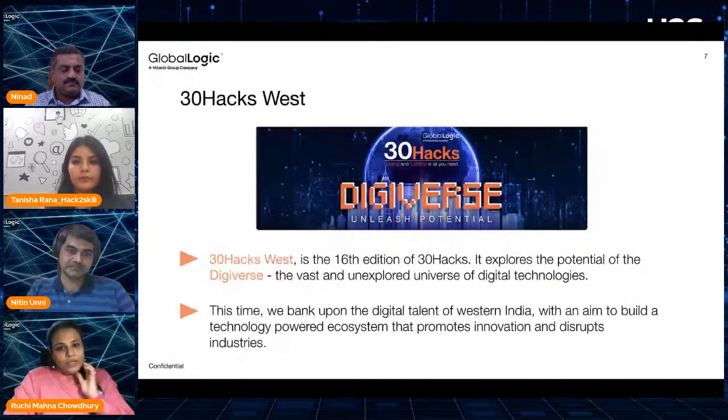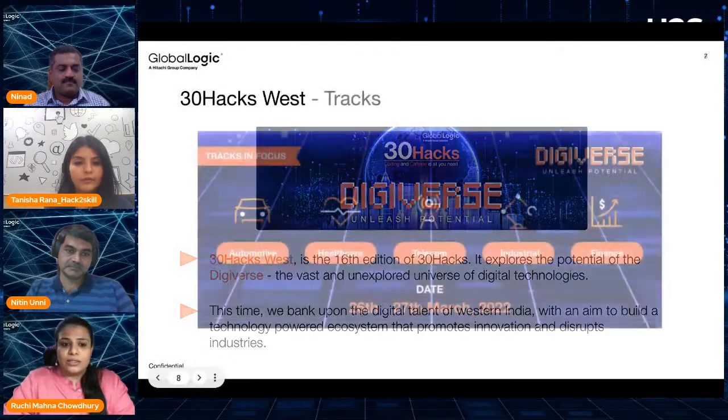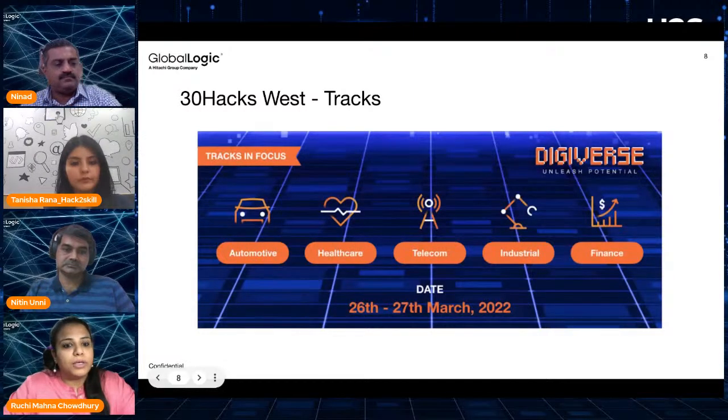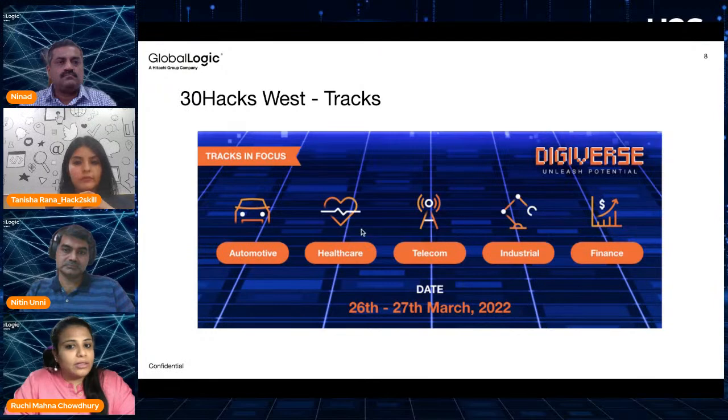So what happens this time is we've kept Digiverse as a theme. And these are our tracks, guys. We have 5 tracks in focus, and you can submit your ideas in these 5 tracks. Hack2skill team tells us that a lot of you have already submitted your ideas, but a lot of you are yet to submit. For people who are yet to submit or want to edit, the tracks in focus are automotive, healthcare, telecom, industry, and finance. You have to pick a track to submit an idea. You cannot submit out of these tracks. Your ideas have to be under one of these tracks or themes. What happens from there further is something Ninad and Nitin can really help you build. But these are the tracks in focus.